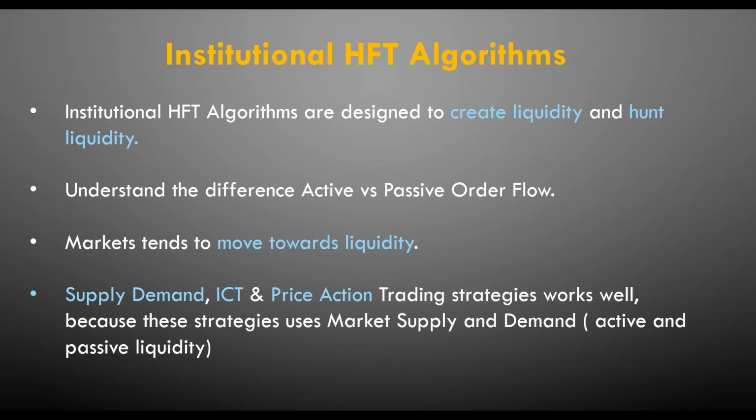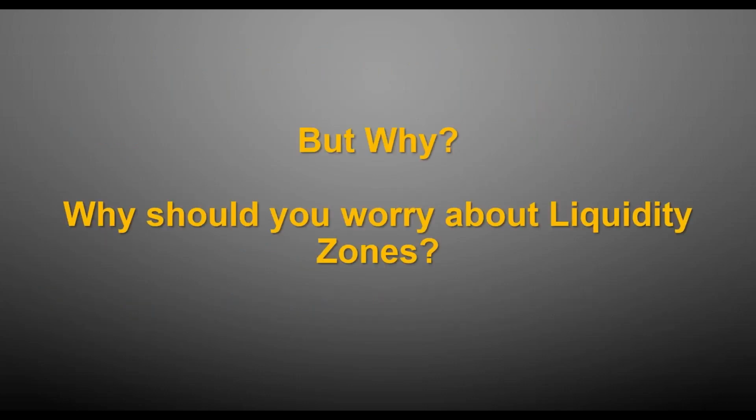Okay. And also, it doesn't matter, whether it's supply and demand or ICT. ICT is becoming very famous these days, but price action and all the strategies should use the order flow data as a confluence. Okay, so let's look at that one.